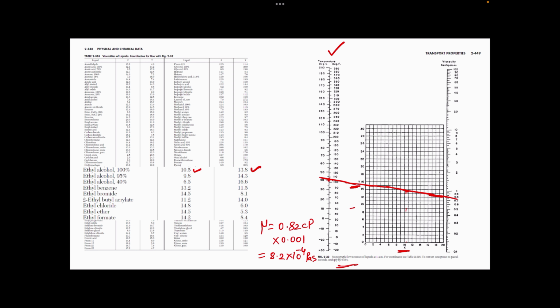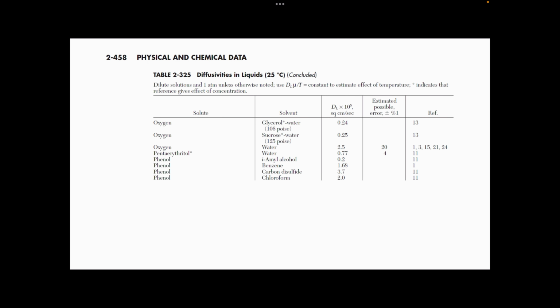Next, part B. What is this B? The diffusivity of oxygen in water at 25 degrees centigrade and 1 atmospheric pressure. It is given here, the diffusivity in liquids, the gas in liquids, at 25 degrees centigrade and 1 atmosphere, and here you can directly get it as oxygen. It is diffusivity in water. You can easily get it: the diffusivity value is nothing but 2.5 into 10 raised to minus 5 centimeter square per second.